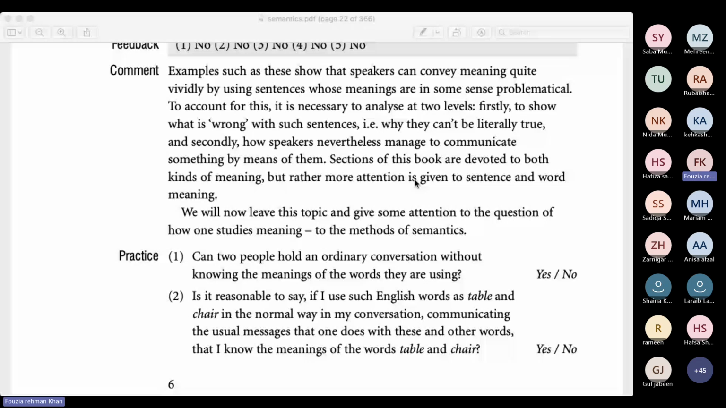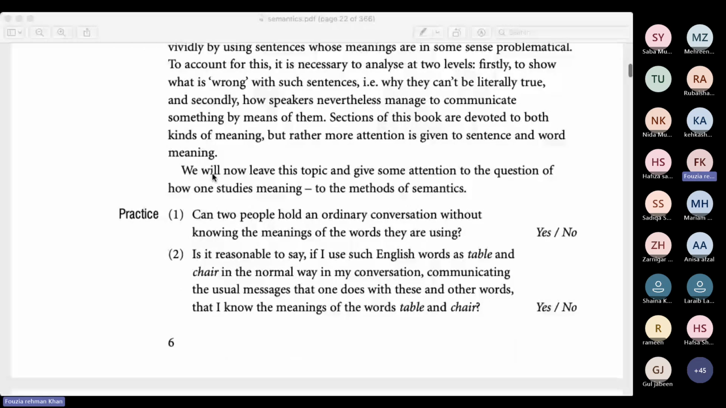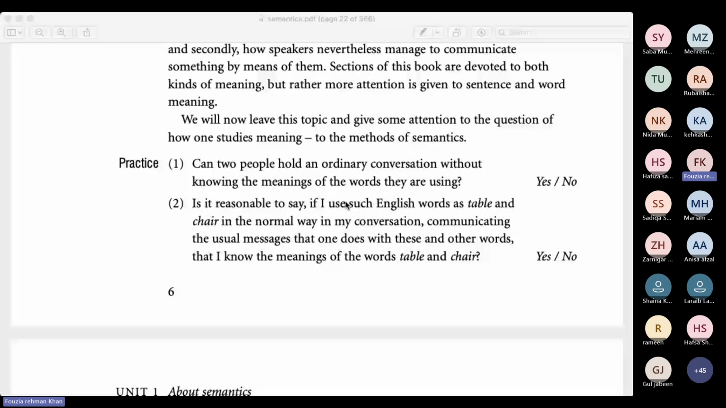So let's move. We will now leave this topic and give some attention to the questions: how one studies meaning, the methods of semantics. Let's move to this practice very quickly. Can two people hold an ordinary conversation without knowing the meaning of the words they are using? It is not possible. As I told you, sentence meanings come first, speaker's meaning comes afterwards.